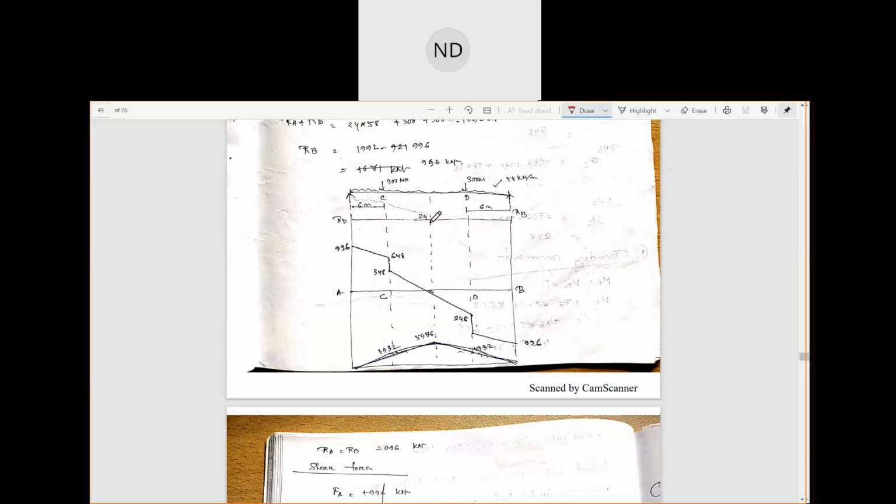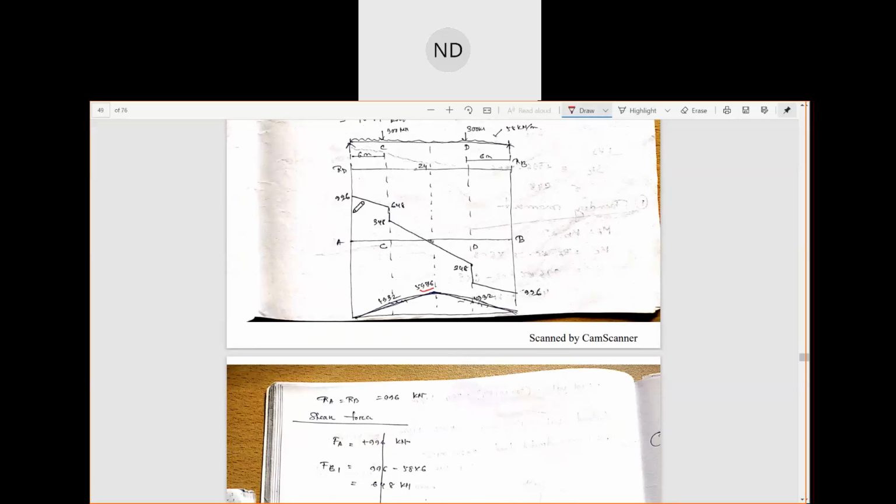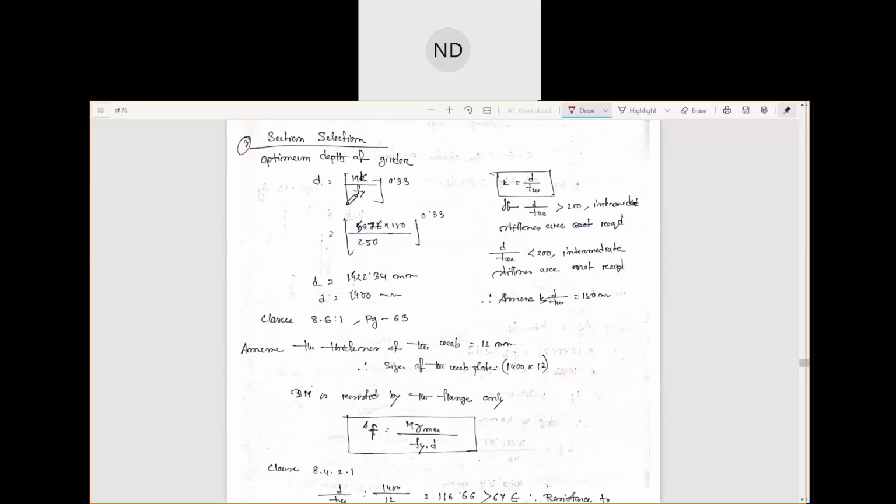So the maximum bending moment which we had got was 5976. And the maximum shear force was 96. We have calculated this bending moment and shear force. Now the next step which we will move forward with is the selection of the section, because since it is a plate girder we will have an I section, right? So we will have flanges, we will have webs. So we are going to design what size of web and what size of flange.